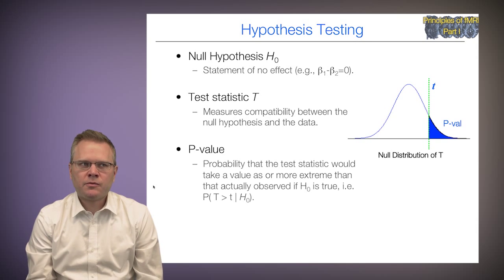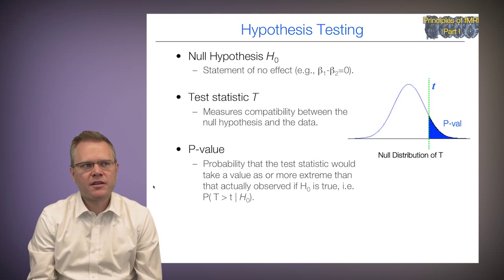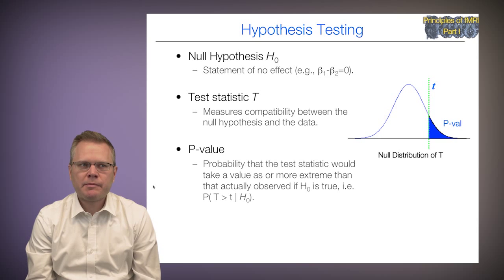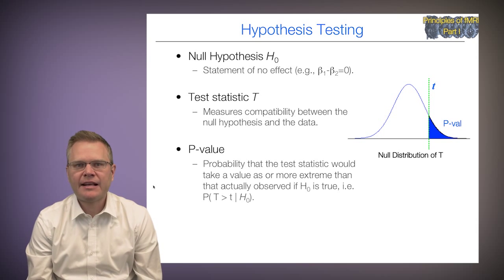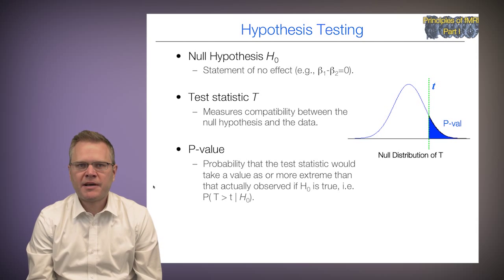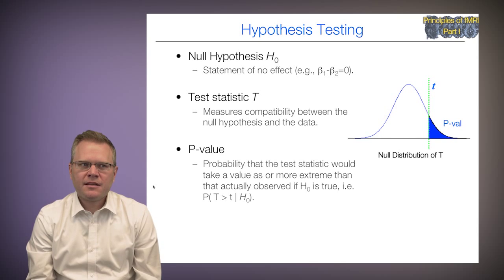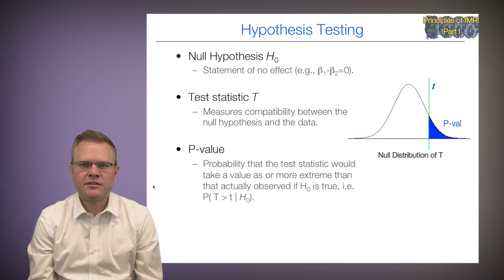So the way we see whether or not they're compatible is we calculate something called the p-value. And the p-value is the probability that the test statistic would take a value as or more extreme than that actually observed if H0 is true. So mathematically, we can write this as the probability that the test statistic is bigger than little t, given the null hypothesis. So basically, this null distribution is showing us what are feasible values that the test statistic can take if the null hypothesis were indeed true.